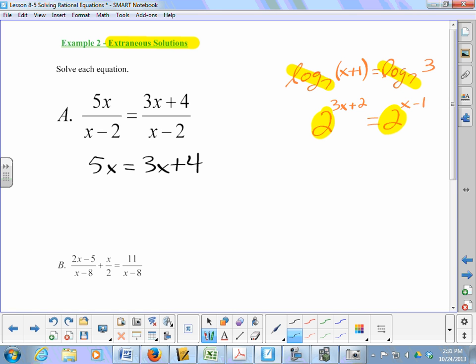Could I get the same answer by cross multiplying? Certainly you could. It's just going to be a little more difficult in this case. So then we subtract 2x or 3x. So we get 2x equals 4. So x equals 2. Now, we know that when we solve equations, we're supposed to check them, right? So that means we need to put 2 in there for x.